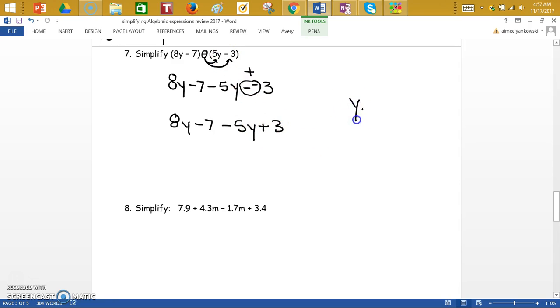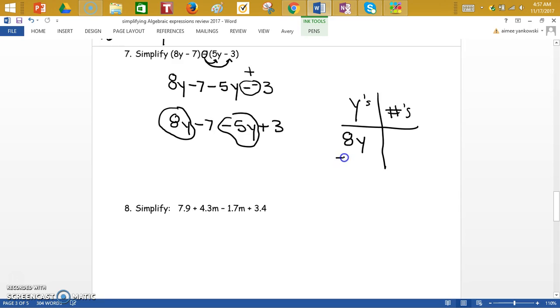And then I do my X's and no's. In this case, it's Y's and no's chart. So I combine my Y's. You always remember, you have to look at the sign in front of that term. So I have my 8y minus my 5y. 8y minus 5y is 3y.